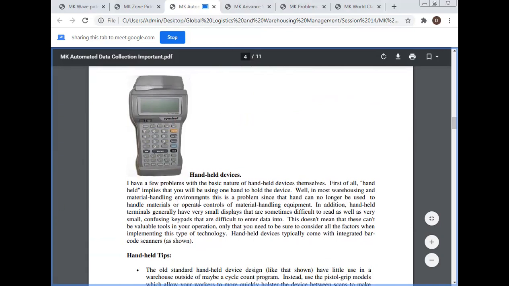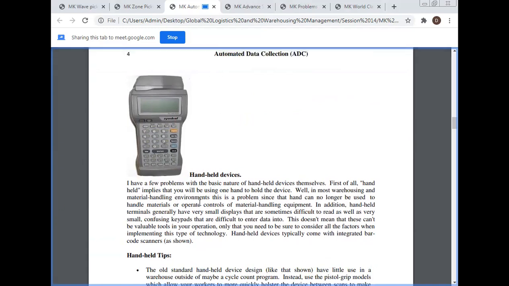First off, handheld implies that you will be using one hand to hold the device. Well, in most warehousing and material handling environments, this is a problem since that hand can no longer be used to handle materials or operate controls of the material handling equipment. In addition, handheld terminals generally have very small displays that are sometimes difficult to read, as well as very small, confusing keypads that are difficult to enter data into. This does not mean that these cannot be valuable tools in your operation, only that you need to consider all the factors when implementing this type of technology.